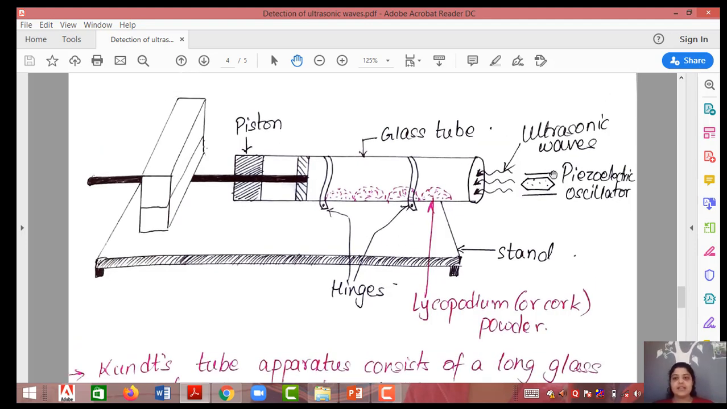What happens if there are ultrasonic waves present and the piezoelectric detector is brought close to the open end of the glass tube? The waves enter this glass tube. The ultrasonic waves are actually longitudinal waves, so they propagate in the form of compressions and rarefactions. So because of these ultrasonic waves, what happens to the lycopodium powder? The lycopodium powder arranges itself in the form of heaps.